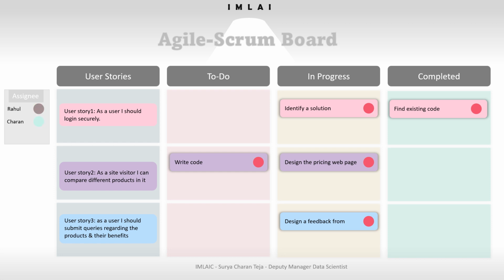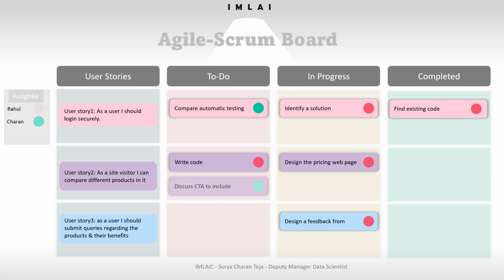Then we have Charan. He's our tester, maybe somebody else. So for him, compare a automatic testing. Charan is a tester. So from user story 1, compare a automatic testing, that task is assigned to him. So he had to start that task. So that's why we put that task that belongs to Charan in to do.